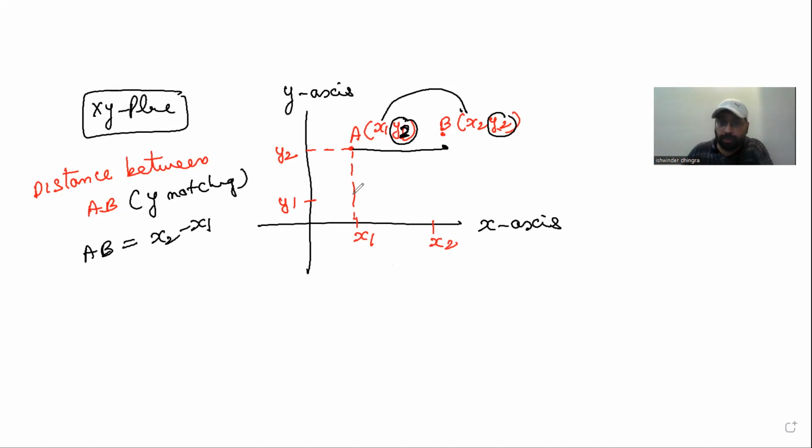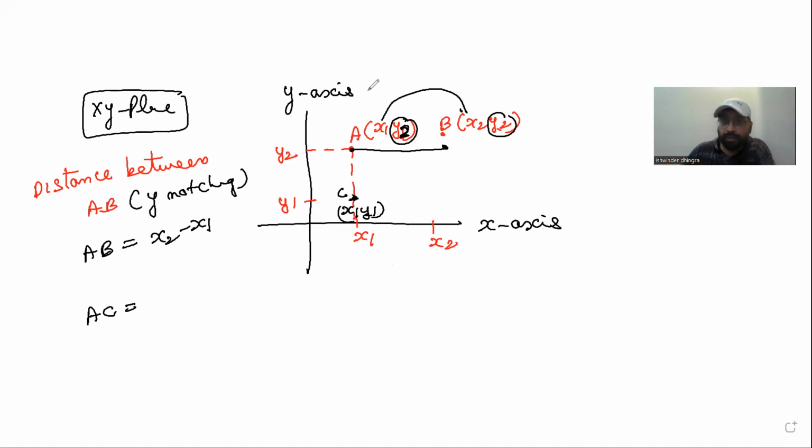Great. Now I'll take one more point. Let's say this is a point C. The coordinates of the point C are what now? X1 and Y. Now let's suppose I want to find out the distance between AC. You guys need to apply the same concept, right? What is the distance between point A and C?